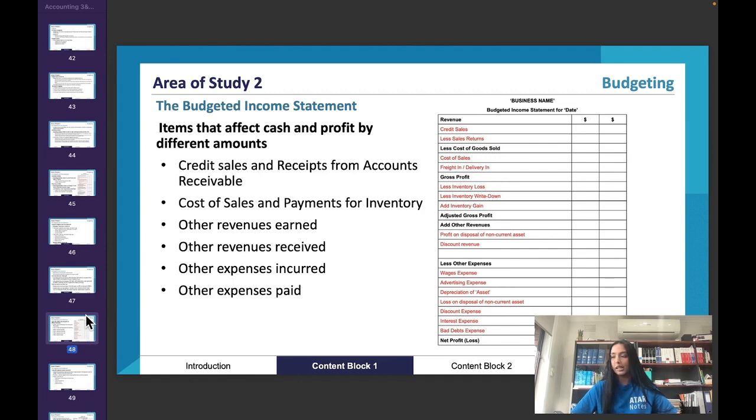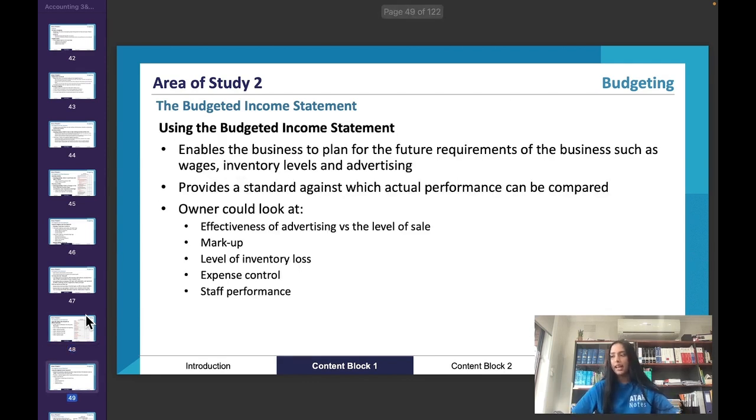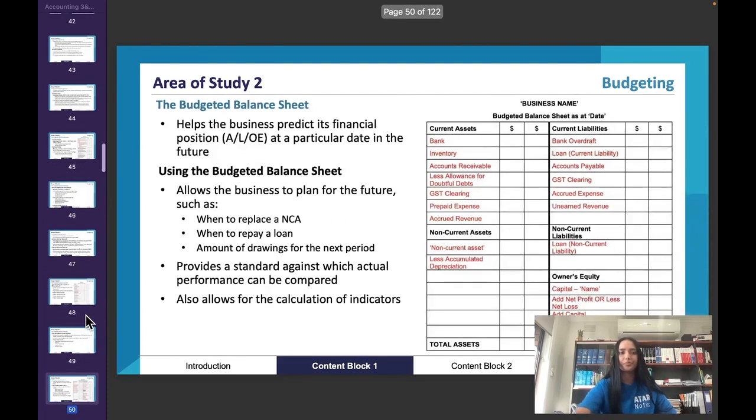Our budgeted income statement allows for us to plan for future requirements and provides a standard against which actual profit performance can be compared. The budgeted balance sheet helps the business predict its financial position at any particular date in the future. So note that the income statement and cash flow statement can be prepared for future periods, but a budgeted balance sheet can only be prepared for one date in the future.